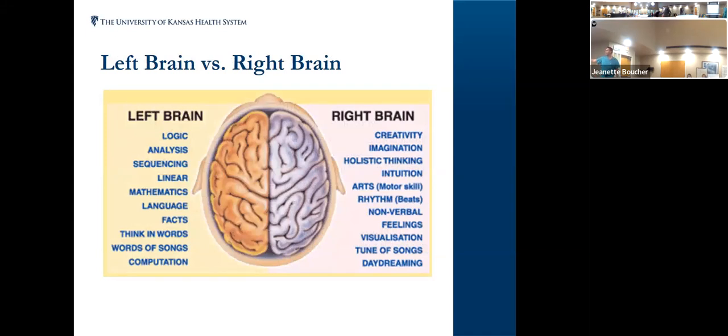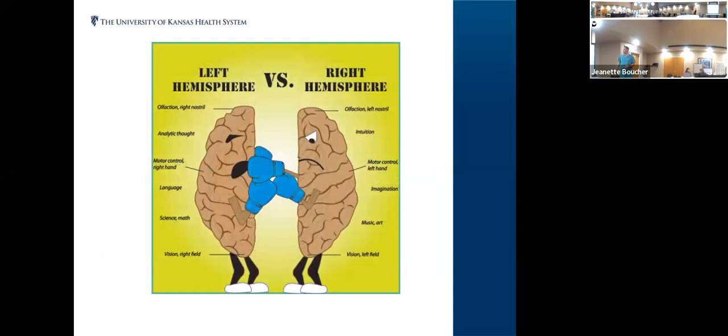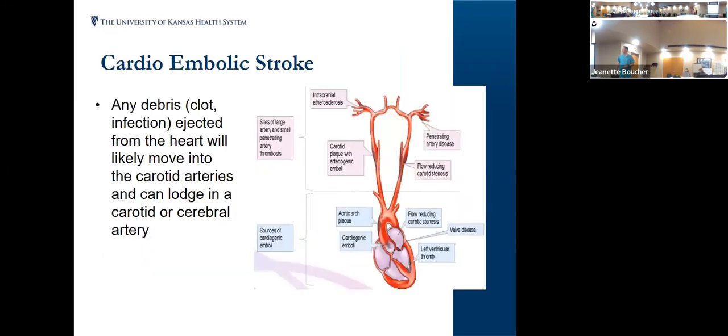Here we have a little bit of our left brain, right brain. These are some of the side bar things that strokes can affect. Your left brain, you have your logic, analysis, mathematics, language, the thinking of words, things of that nature, computation. The right brain is more of your creativity. It's more of your personality, intuition, feelings, the dreaming, things of that nature. So there's just your left and right hemisphere.